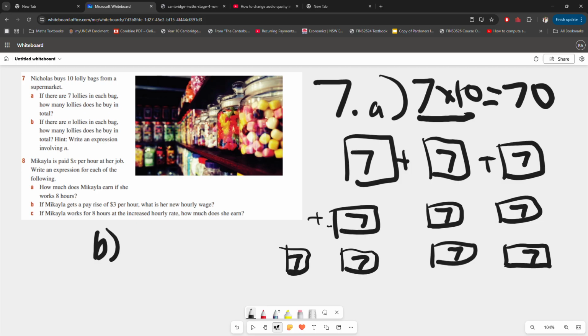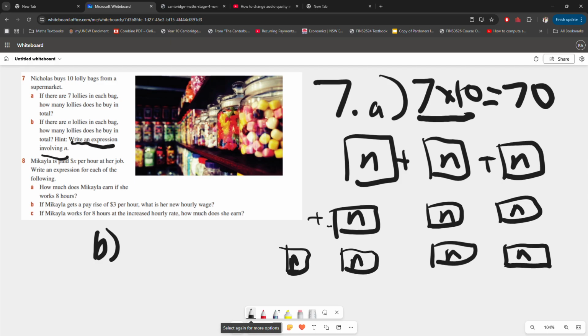And then for B, we've got if there are n lollies in each bag, how many lollies does he buy in total? So instead of writing 7, we're going to write n, because in the first question there were 7 lollies in each bag. In this question, there's n, and n is a pronumeral. We don't know what that equals, so we're just going to write it as n. It's some number, we're not sure. And basically, write an expression. It gives us a hint: write an expression involving n.